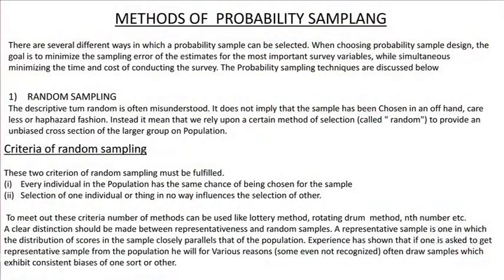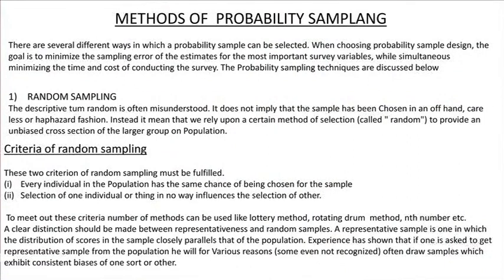So, if you see the lottery, rotating drum or the nth number, everybody has an equal chance of being selected, and selection of 1 will not affect in any way the selection of the second or the other person. So, these are the methods. Another method I will talk about later on.